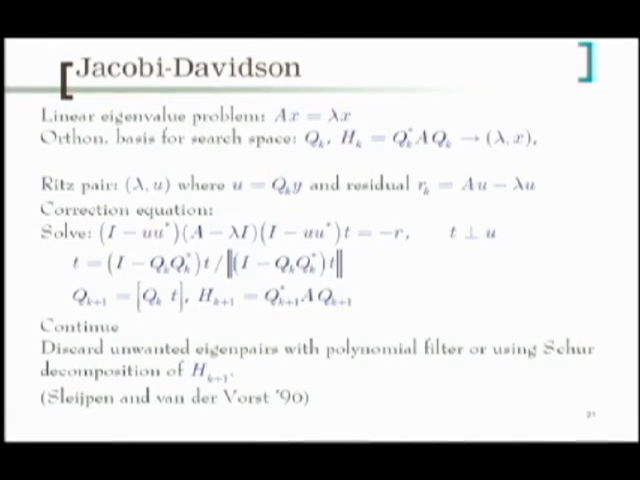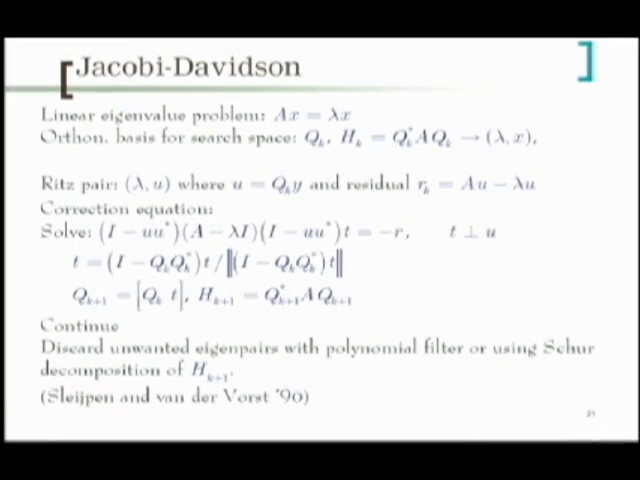Now, why is this really nice? It's a Newton-type method. And so if lambda and u are fairly accurate, it will converge pretty quickly, even if you didn't use the search space. If you're close enough, it will converge quadratically if you solve this linear system exactly, but you don't want to do that.